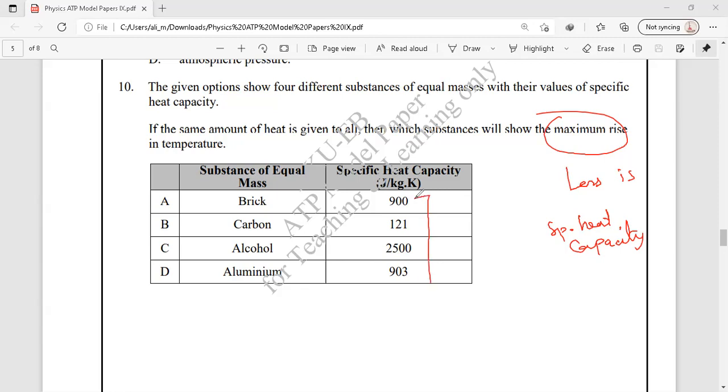So among these four options, as we can see, 121 joules per kg Kelvin is for carbon. Which means if the same amount of heat is given to all these materials, the carbon would become more hot or become quickly hot as compared to the others. So option B is the right answer.